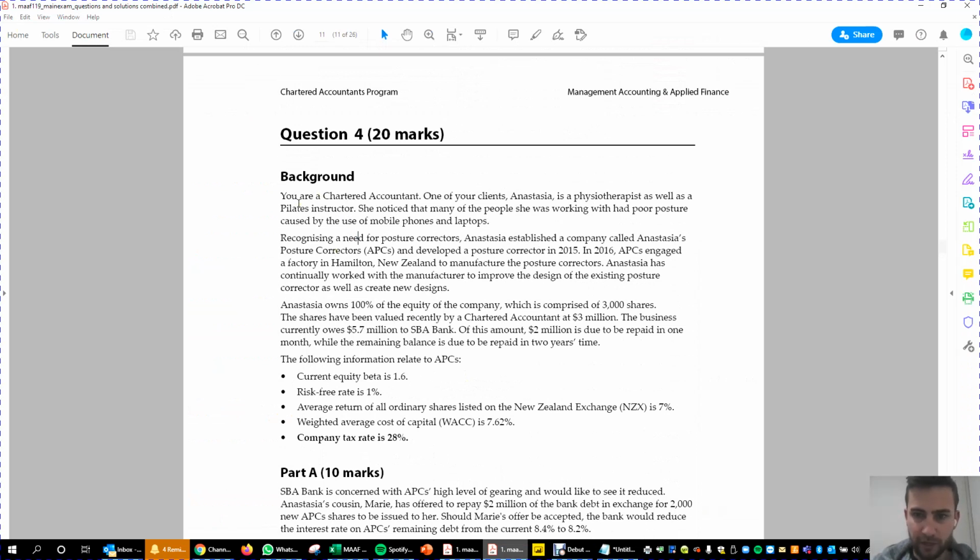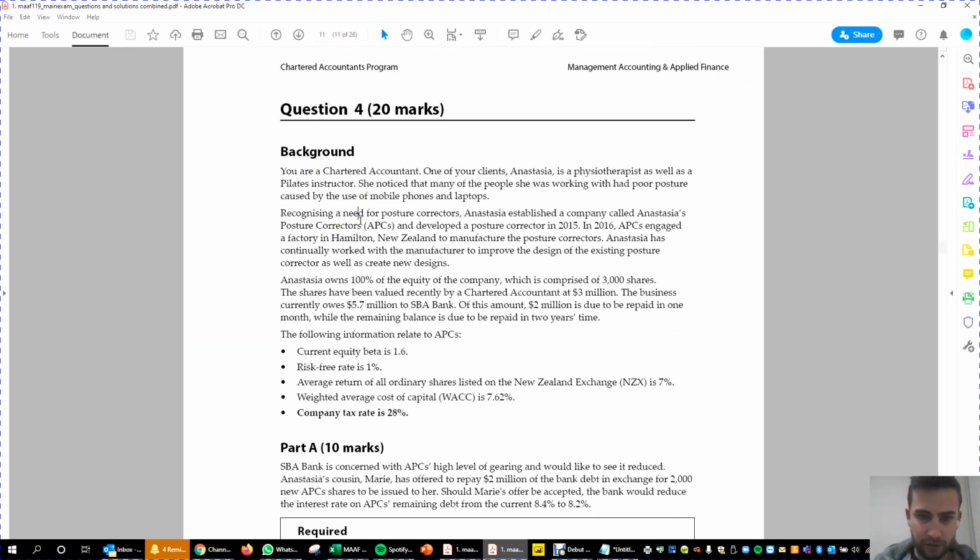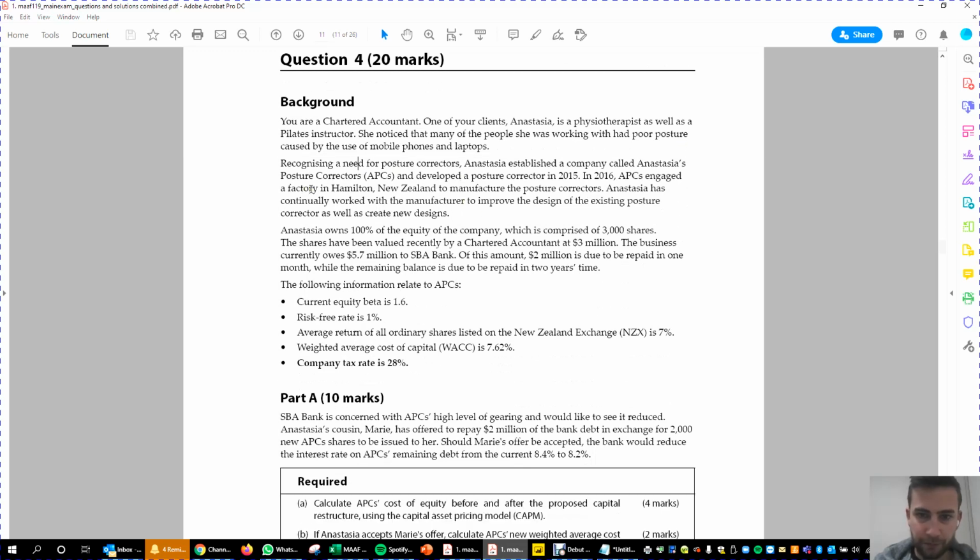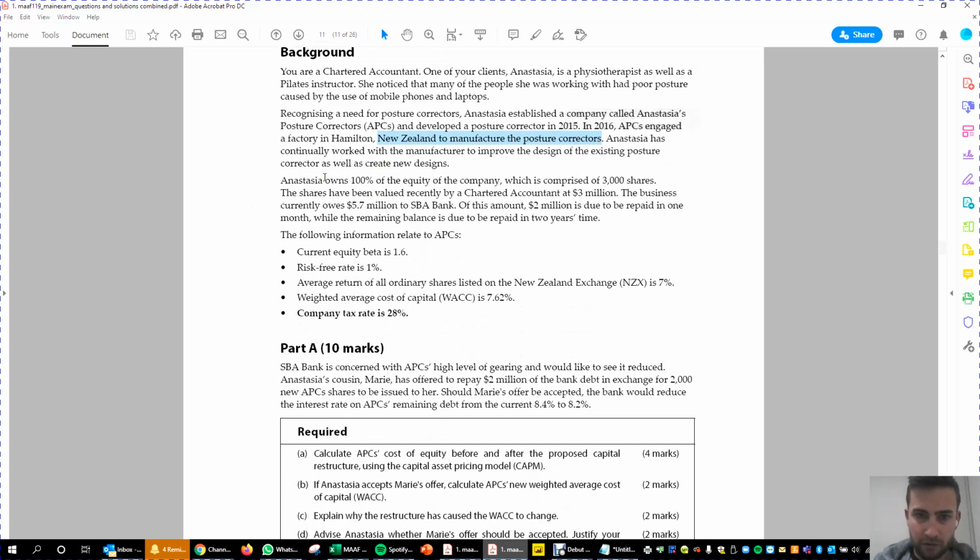So let's quickly read the background to this question. So they've got a manufacturer called APC. Anastasia owns 100% of the company, 3,000 shares, recent valuation 3 mil. They owe 5.7 mil in debt. 2 mil of this is due to be repaid in 1 month. The remaining balance is due to be paid in 2 years' time.